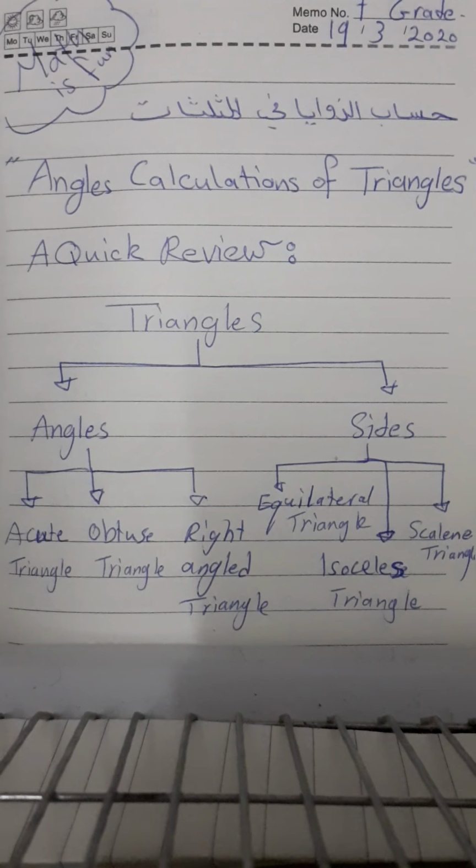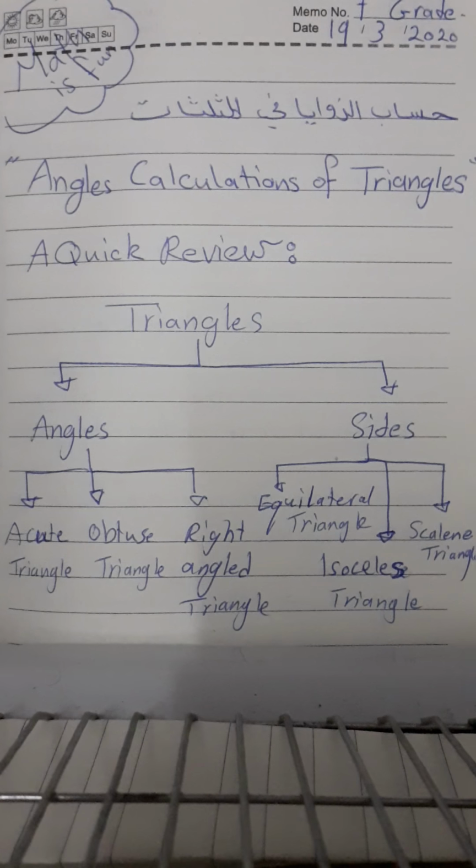And the last type of triangles based on angles is right-angled triangle, and the right-angled triangle has only one right angle which equals 90 degrees.